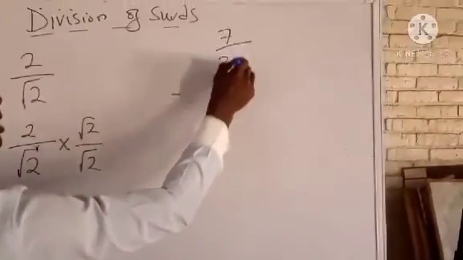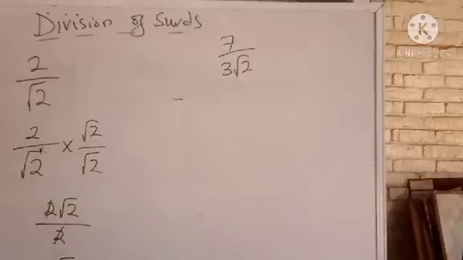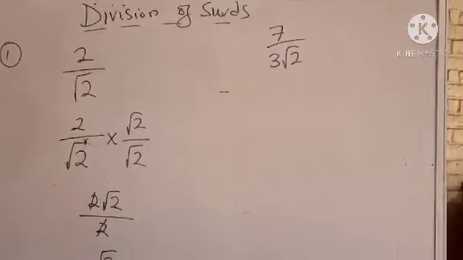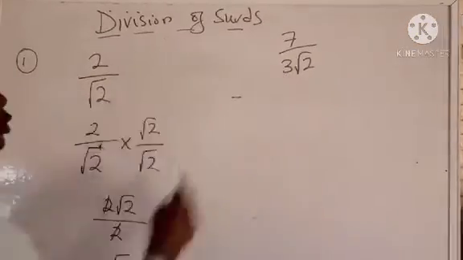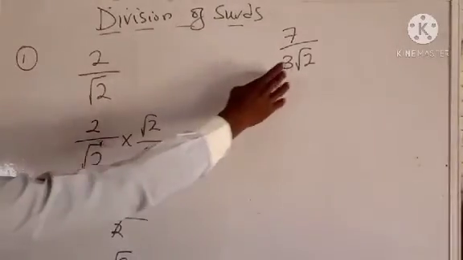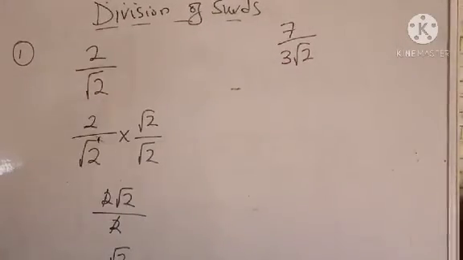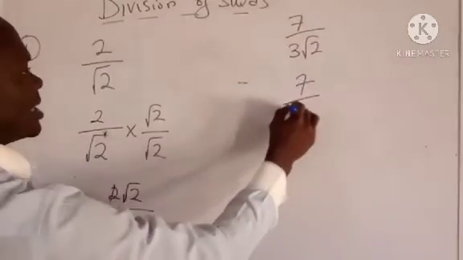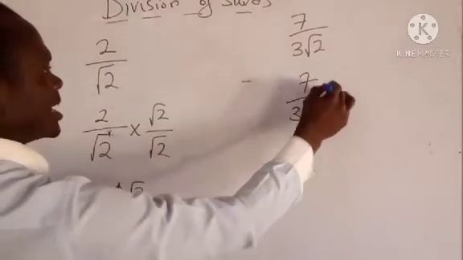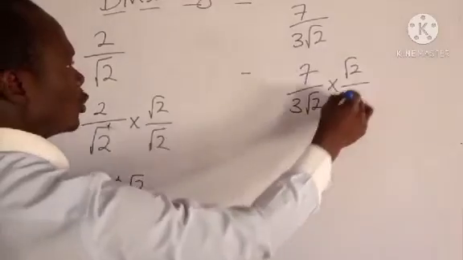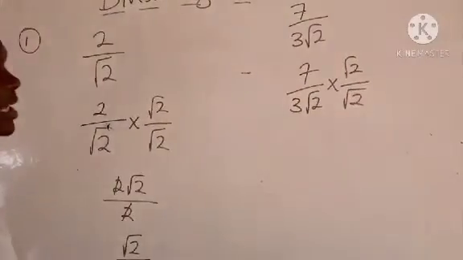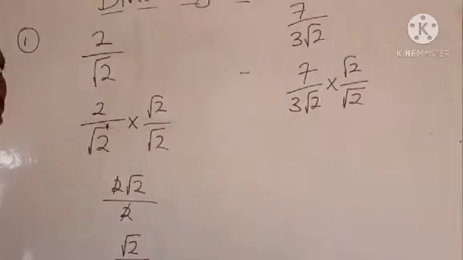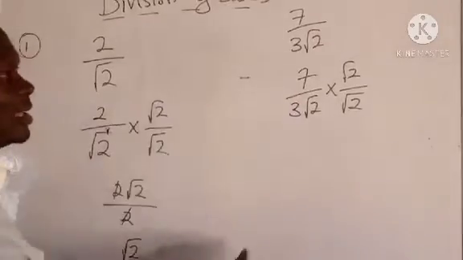That now gives 7 over 3 root 2. If root 18 is simplified, what you have is 3 root 2. At this point, because the denominator is a surd, you must rationalize by writing 7 over 3 root 2 times root 2 over root 2. That's what it means to rationalize, by multiplying by what you have there.